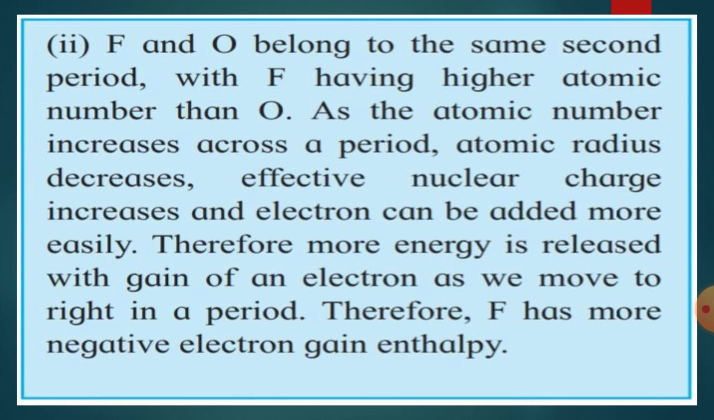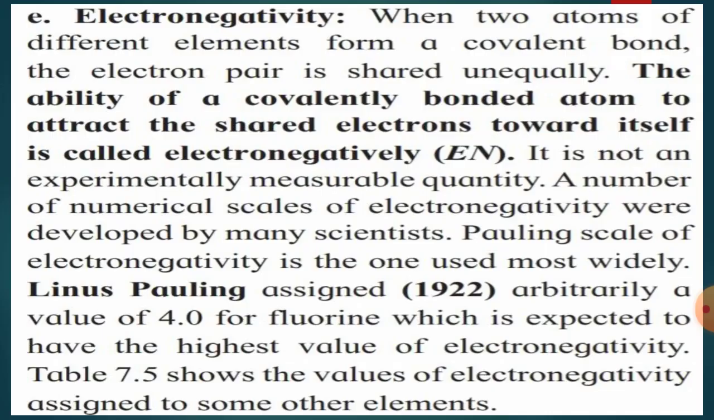As we move from left to right in any period, more energy is released with the gain of an electron. Therefore, fluorine has a more negative electron gain enthalpy than oxygen. This is electron gain enthalpy. Now we are going to study the next physical property, electronegativity.